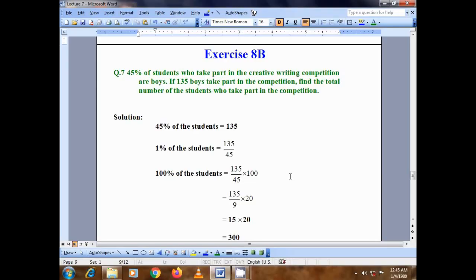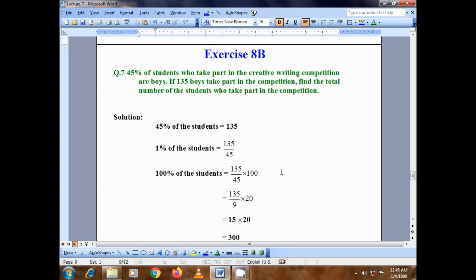Exercise 8B, question number 7. 45% of students who take part in the creative writing competition are boys. If 135 boys take part in the competition, find the total number of the students who take part in the competition. Now in this question we have given 45% of the students which are boys.